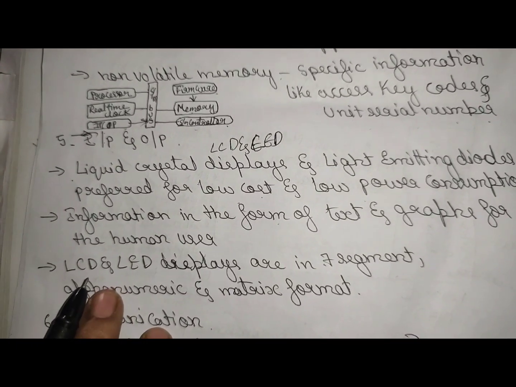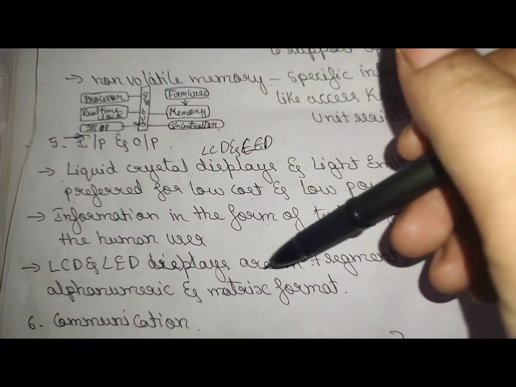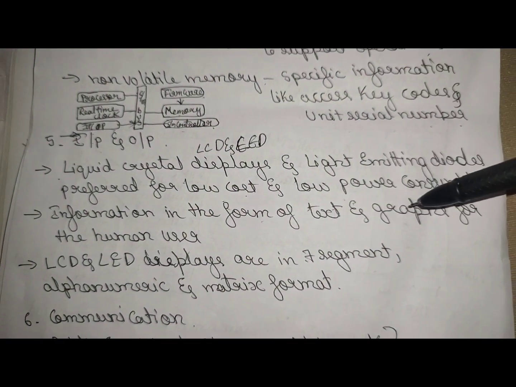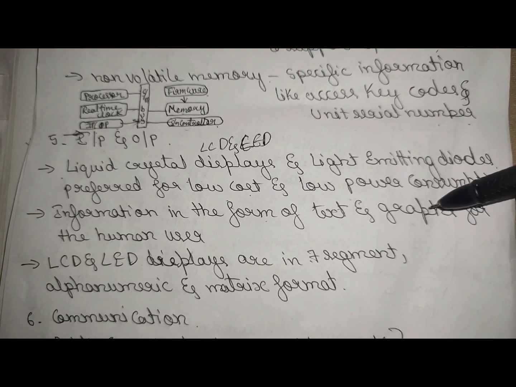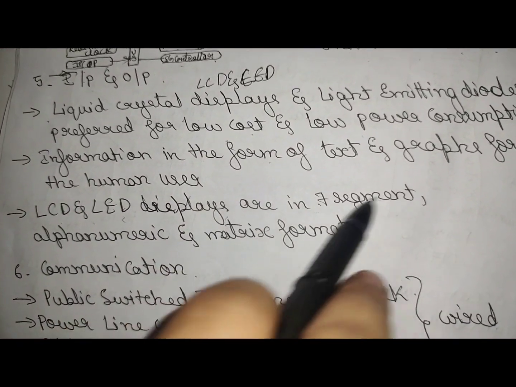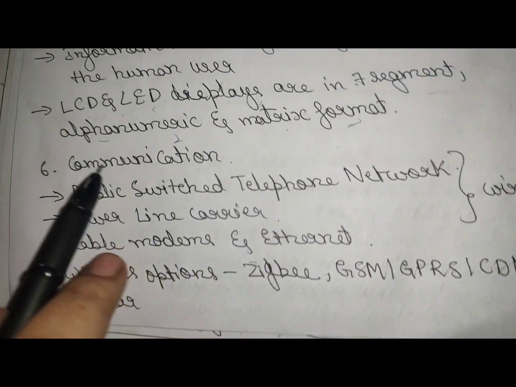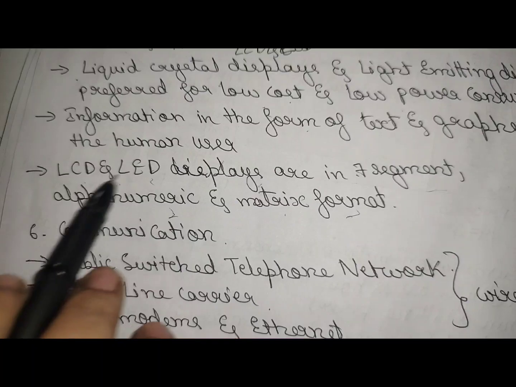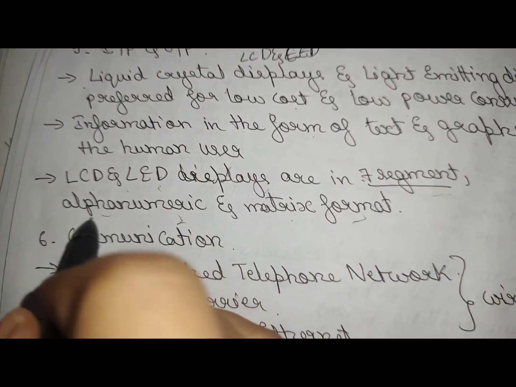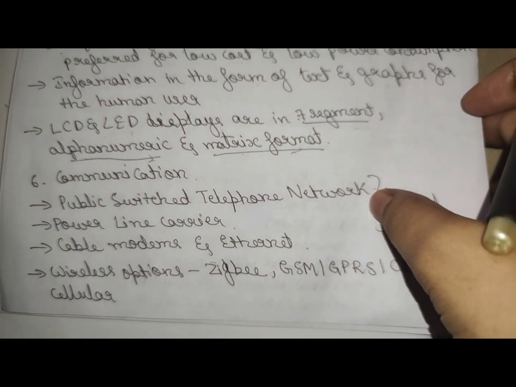You can observe in the LCD display, text will be displayed and graphs will be available. So it will be helpful for the human users. LCD and LED displays come in 7-segment, alphanumeric and matrix formats also. This you have used in small projects.